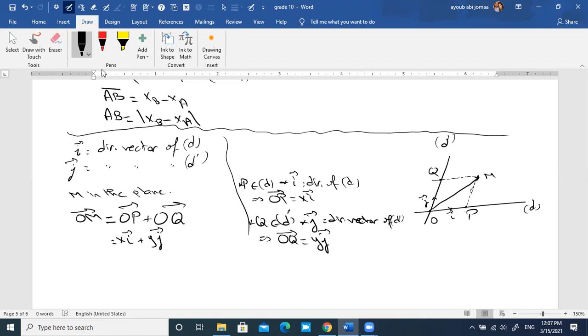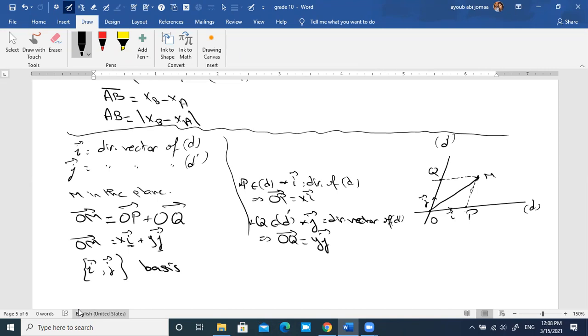So here OM, we wrote it in terms of I and J. The vectors I and J are called bases of the plane. This is what you see in front of you, this white paper is the plane. Okay, I, J is the basis of the plane.